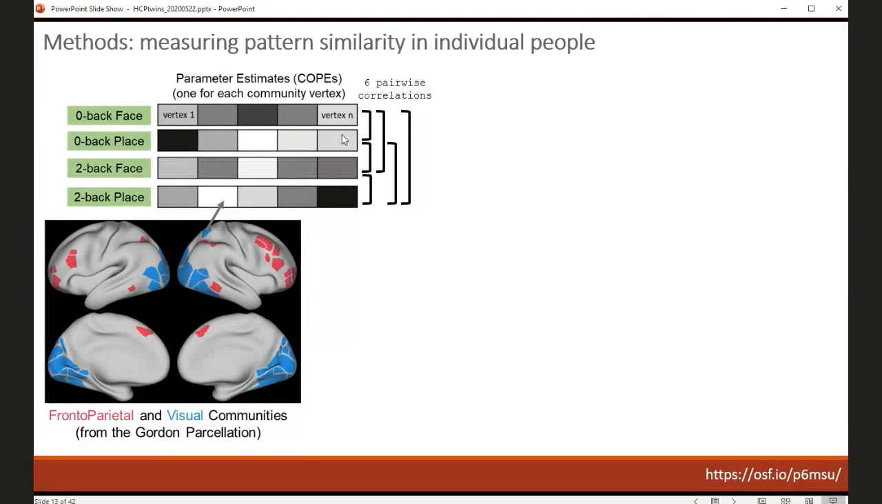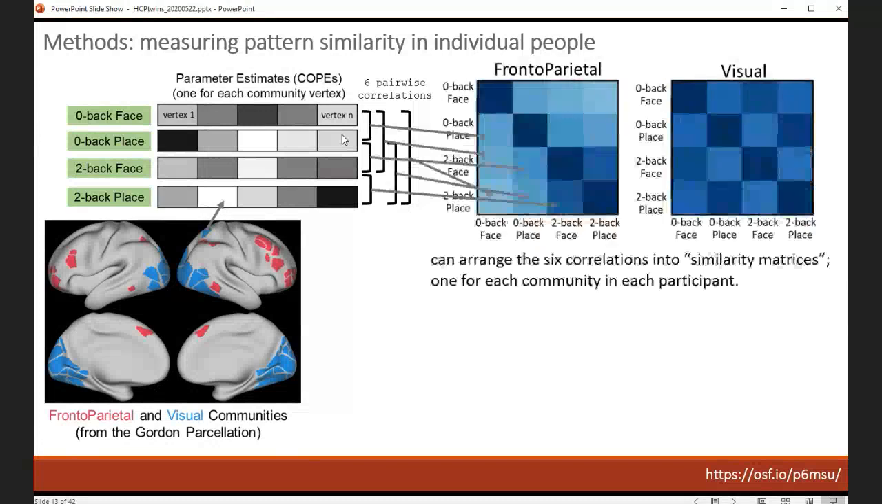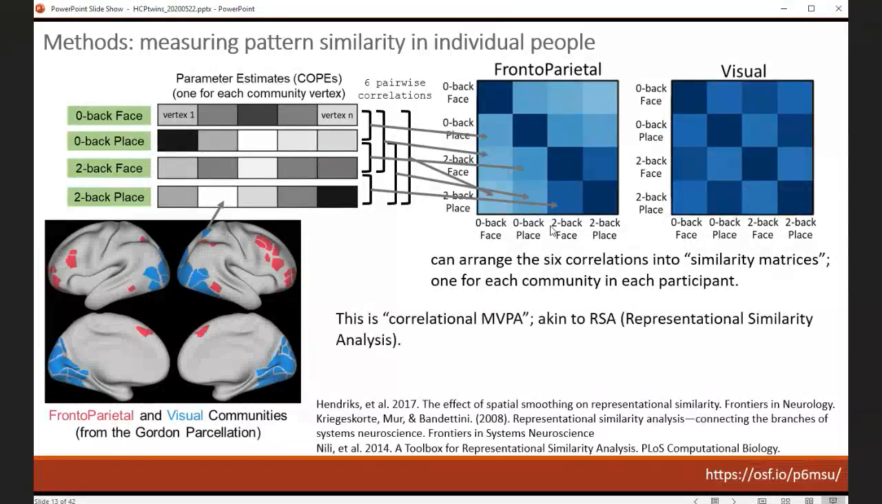A common thing to do when you have 6 pairwise correlations of 4 things is to arrange them into similarity matrices. I tend to call them similarity matrices, but it's just arranging the 6 pairwise correlations into a nice little box. As some of you probably recognized, this is akin to a representational similarity analysis, an RSA. For this particular analysis, I like to call it correlational MVPA.